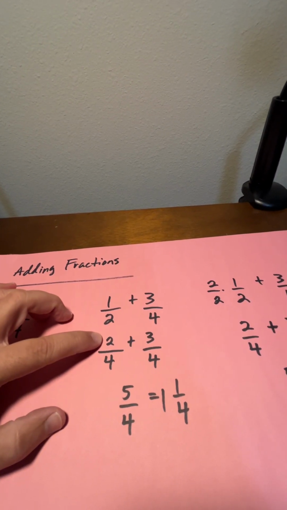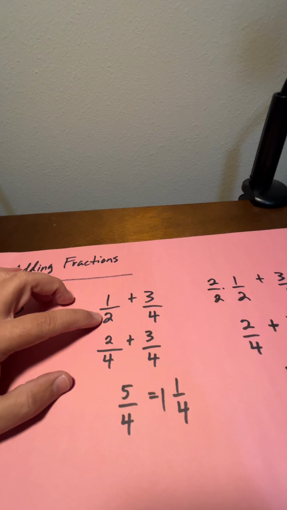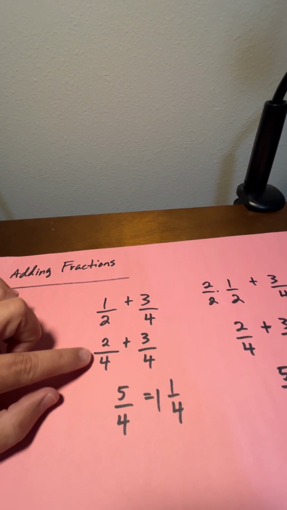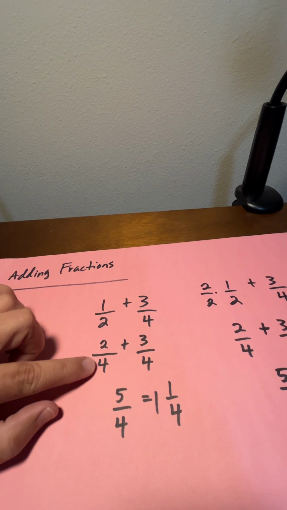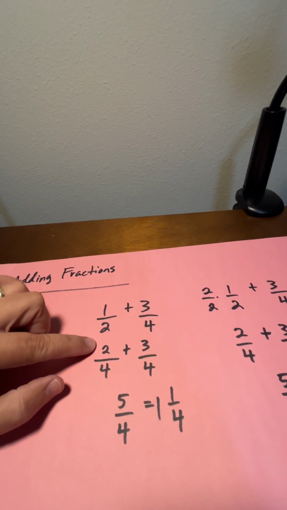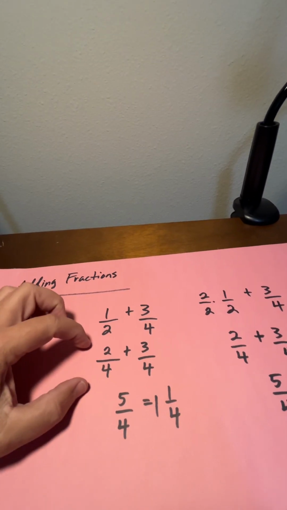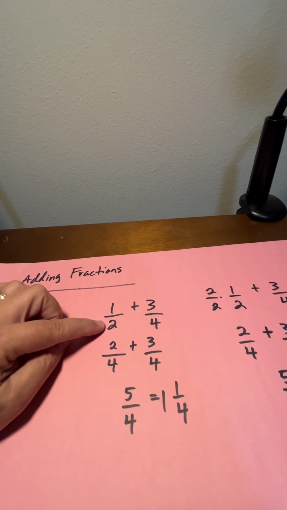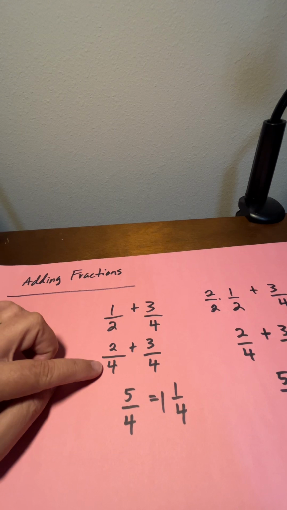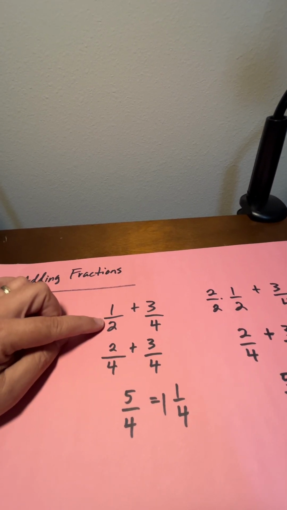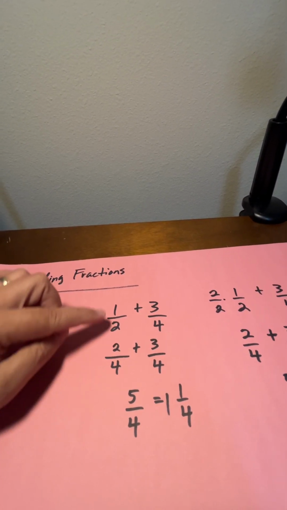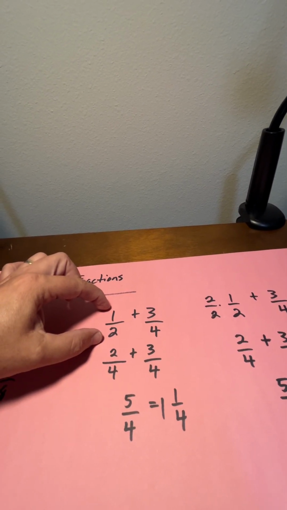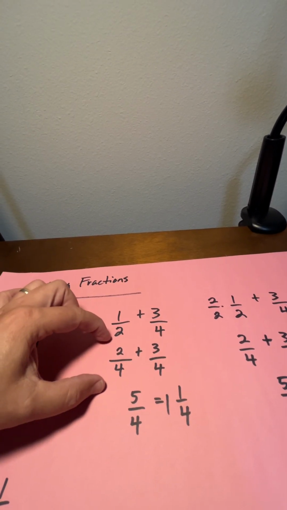So where you get the 2 is this. This is what we did. We said, how many times does 2 go into 4? And that answer is 2. So 2 times 1 is 2. So 1/2 becomes 2/4. Let me say that again. How many times does 2 go into 4? In other words, what times 2 is 4? And that's 2. So 2 times 1 is 2. So we would transform this 1/2 into an equivalent fraction of 2/4.